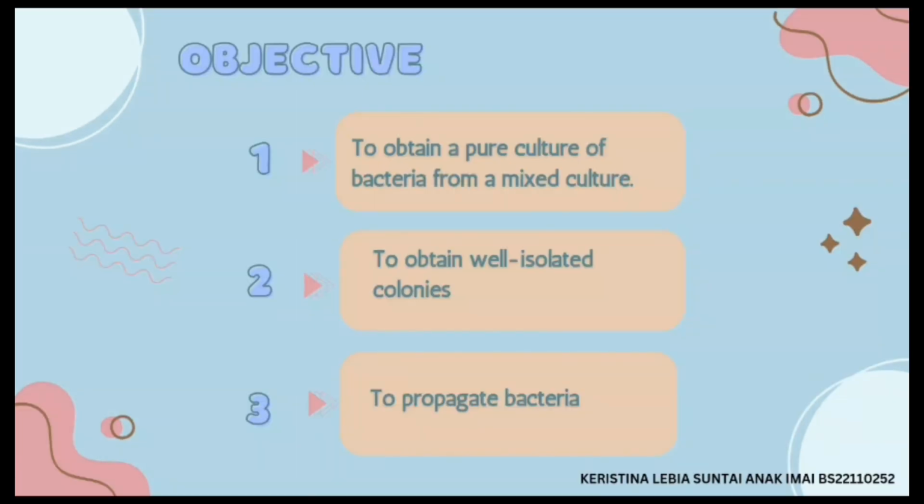The objective of the streak plate method, number one, is to obtain a pure culture of bacteria from a mixed culture. Number two, to obtain well isolated colonies. And number three, to propagate bacteria.